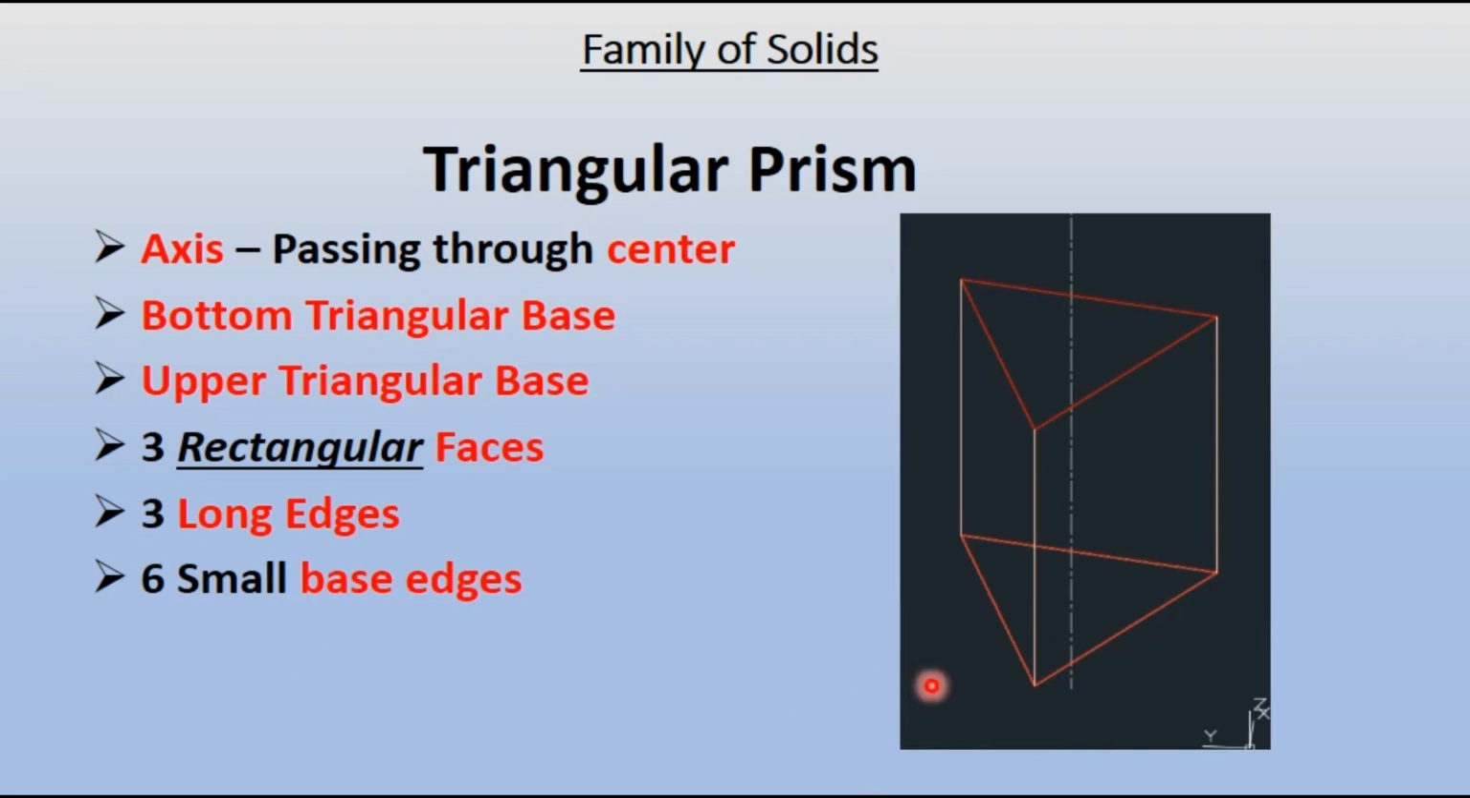6 small base edges also, because a triangular prism will have two triangles in the top and the bottom. These red lines are the edges of triangles. This understanding of geometry is very important, because you will have only textual questions in the projection of solids. So he will give, with reference to the planes, the name of this geometry only.